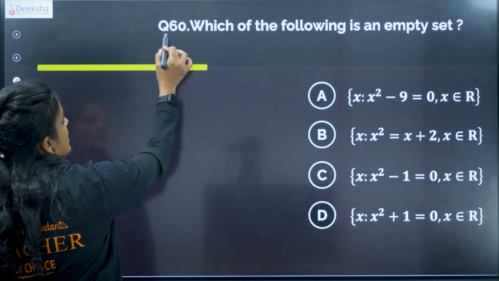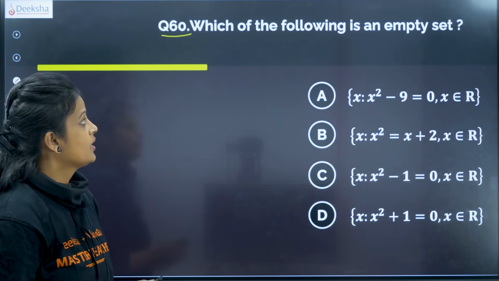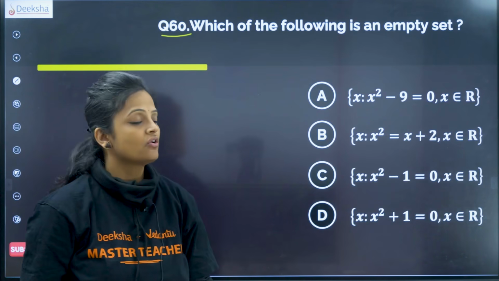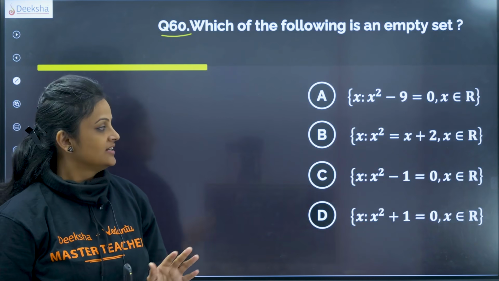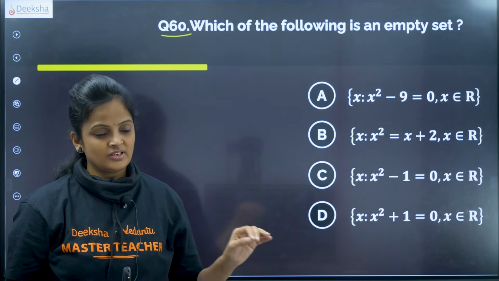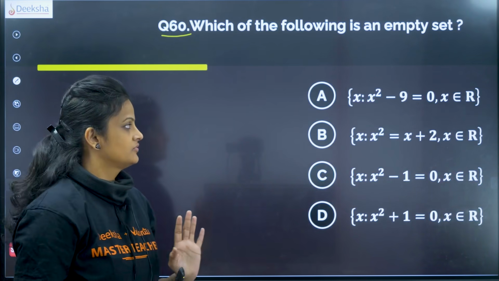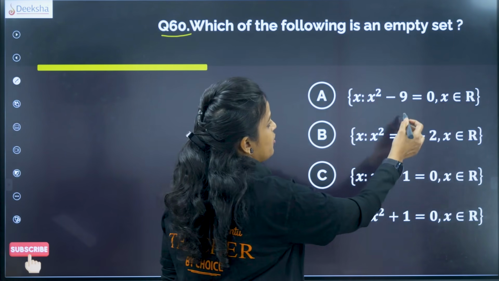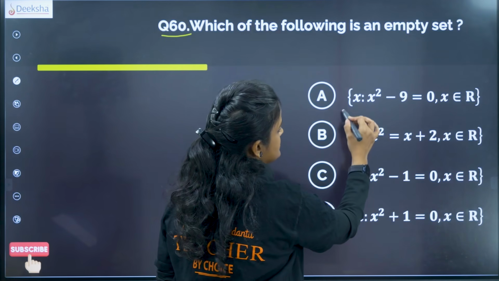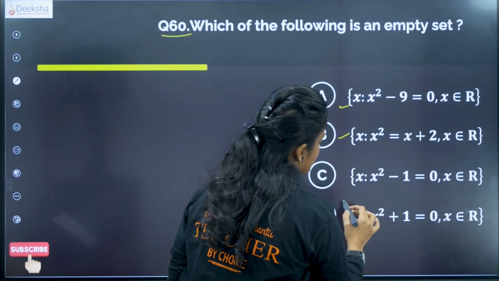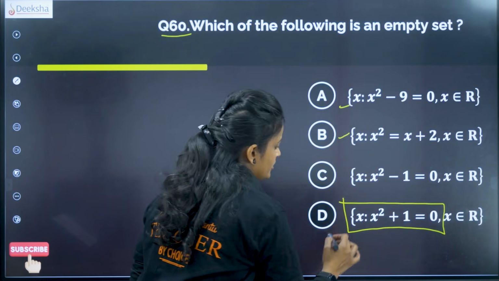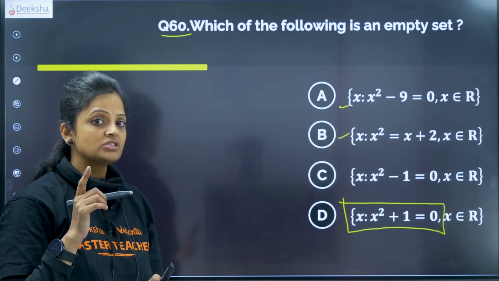The 60th, the last question, is an easy peasy one. See, which of the following is an empty set? Just observe. Keep your pen aside. Observe the set. Is it possible? Yes, it is possible. Is this possible? Yes, it is possible. Here is the equation, which is not possible.